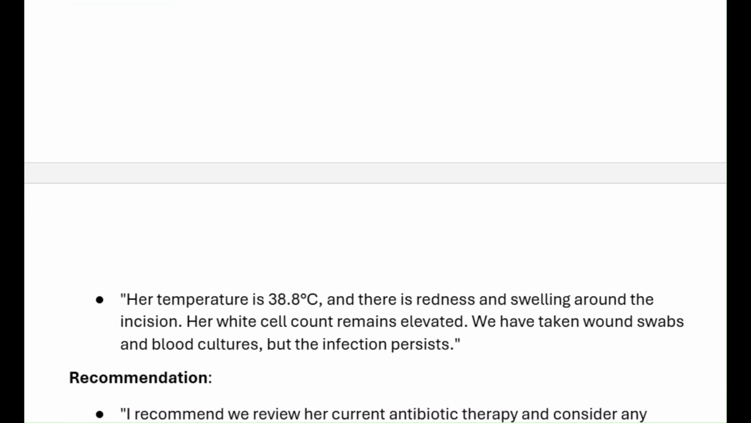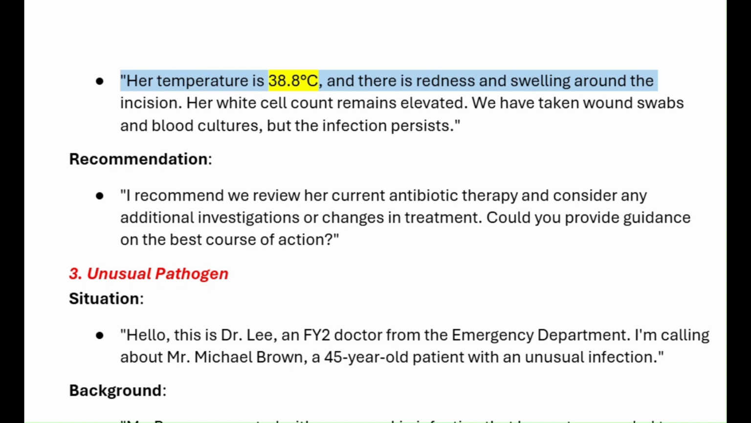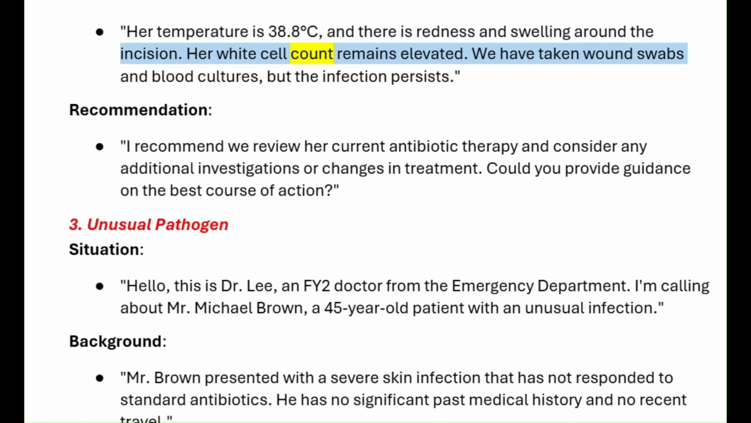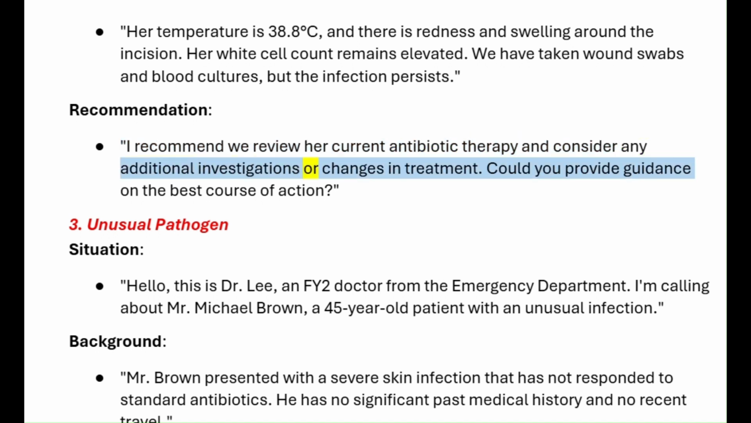Assessment. 1. Her temperature is 38.8 degrees Celsius, and there is redness and swelling around the incision. Her white cell count remains elevated. We have taken wound swabs and blood cultures, but the infection persists. Recommendation. I recommend we review her current antibiotic therapy and consider any additional investigations or changes in treatment. Could you provide guidance on the best course of action?